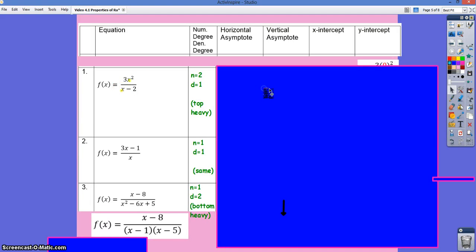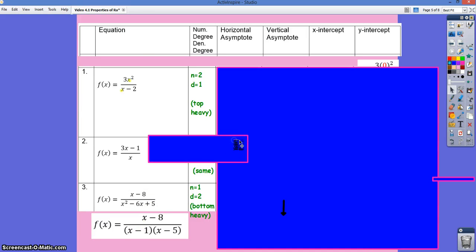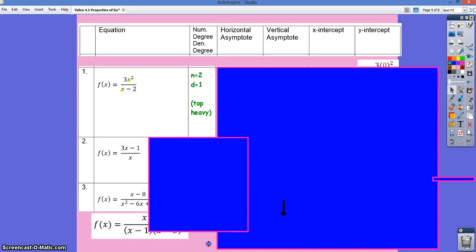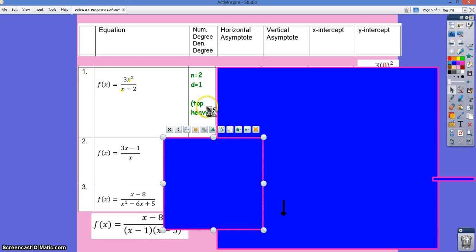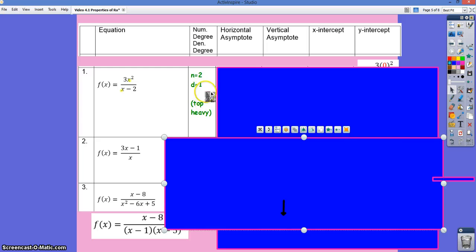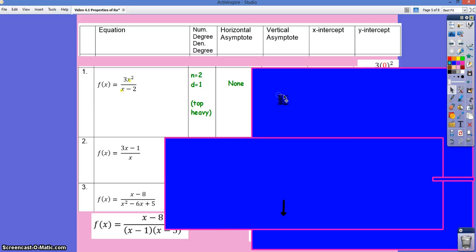So in this example, we have a top-heavy case. Now look back at your notes. If we have top-heavy, what does that mean about our horizontal asymptote? It means that we don't have any.